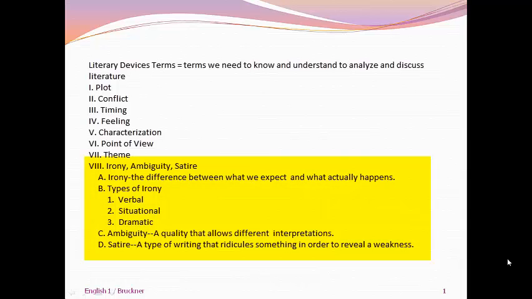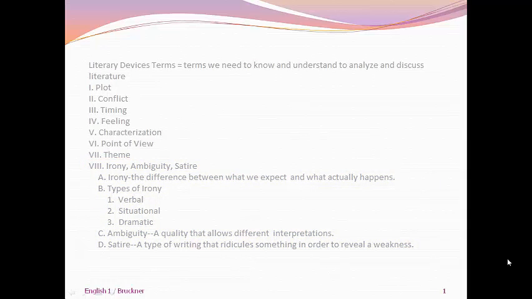We talked about irony, ambiguity, and satire. Irony is the difference between what we expect or what seems suitable and what actually happens. And there's 3 different kinds of irony. There's verbal irony, situational irony, and dramatic irony. Then we talked about ambiguity, which is a quality that allows something to be interpreted in several different or conflicting ways. And we discussed satire, which is a type of writing that ridicules something in order to reveal a weakness.